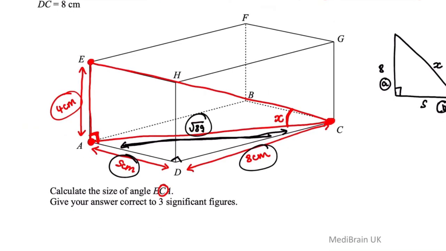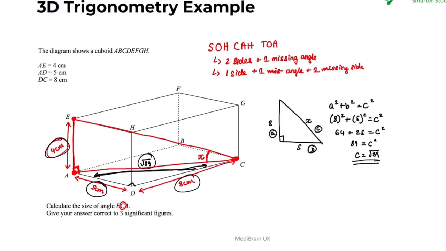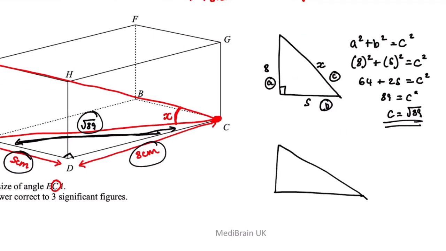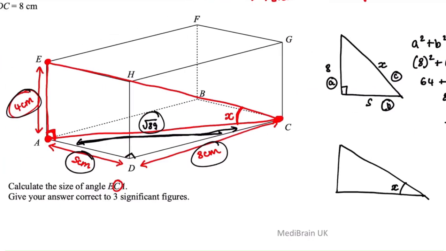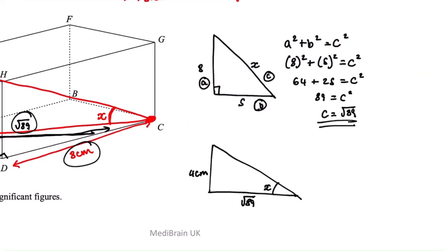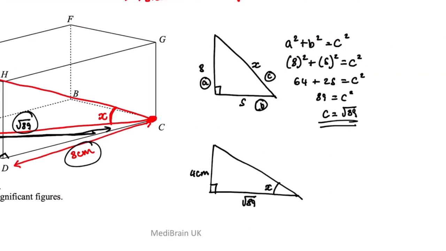Now we know two sides, we know this one and this one, we can work out what angle x is. So I'm going to draw that triangle, the red triangle, once again. Okay, so we're going to have our triangle. We know that this is x, we know that this is 4 centimeters, and we know that this, which we've just worked out, is root 89. This is a right angle triangle, so let's label our sides. Opposite the right angle is our hypotenuse. Opposite the angle that we've been given is the opposite, and then the side which is left over is the adjacent.